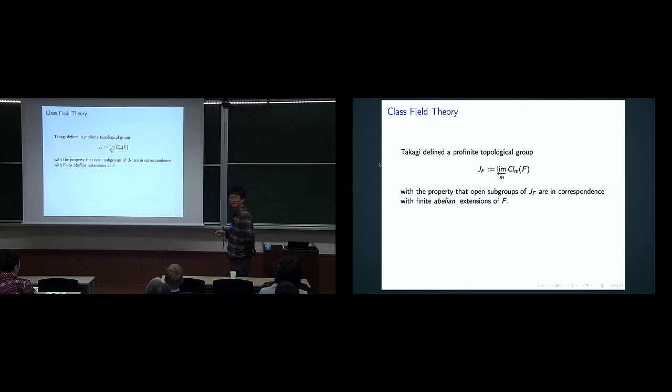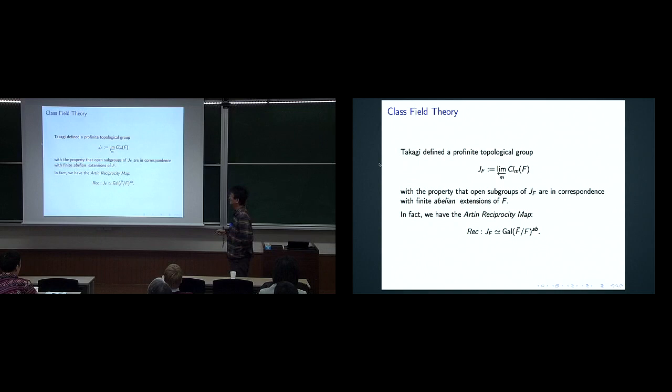Artin carried this a little bit further. So for years, I was puzzled about what the role of the two different people were. And I think the way I formulated it here is correct. Takagi wrote down this topological group whose open subgroups correspond to finite extensions. Then Artin actually proved that there is a canonical isomorphism from this group.